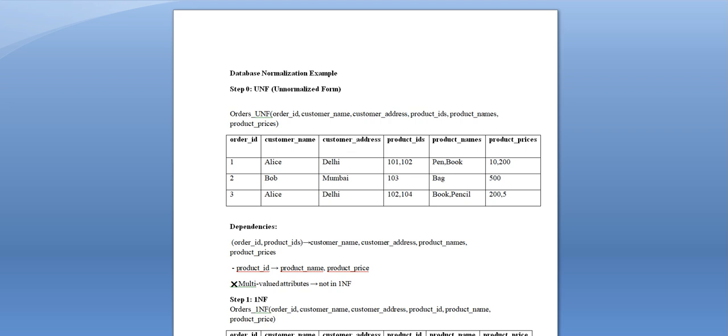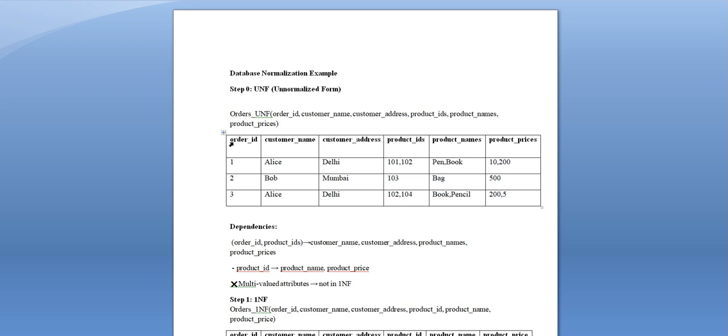So now this is the unnormalized form. The name of the table is orders unnormalized form. The columns are order ID, customer name, customer address, product ID, product name, and product price. You can observe here this is the table.